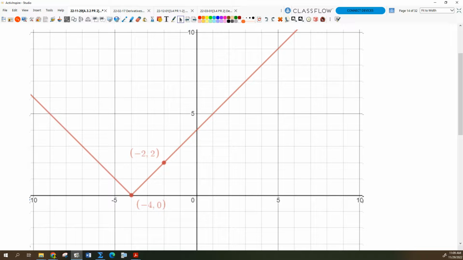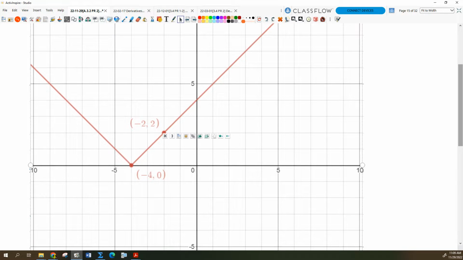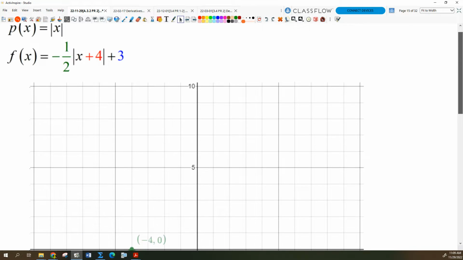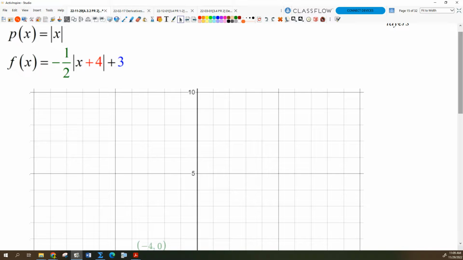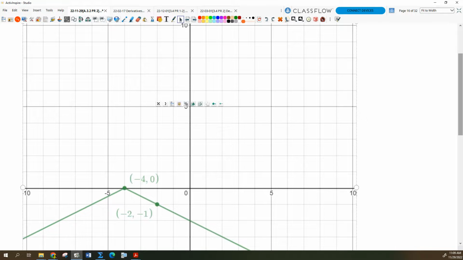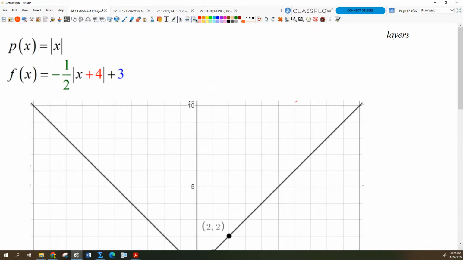So instead of going over 2 and up 2, I'm going to go over 2 and down 1 from the vertex. Okay. So what's that look like then? That looks like that. So there's the shape. And then the last step would be to add 3, right? Adding 3 outside just means I'm going to shift the whole thing up by 3 and we're done. Okay. That's fine. We can follow those steps.